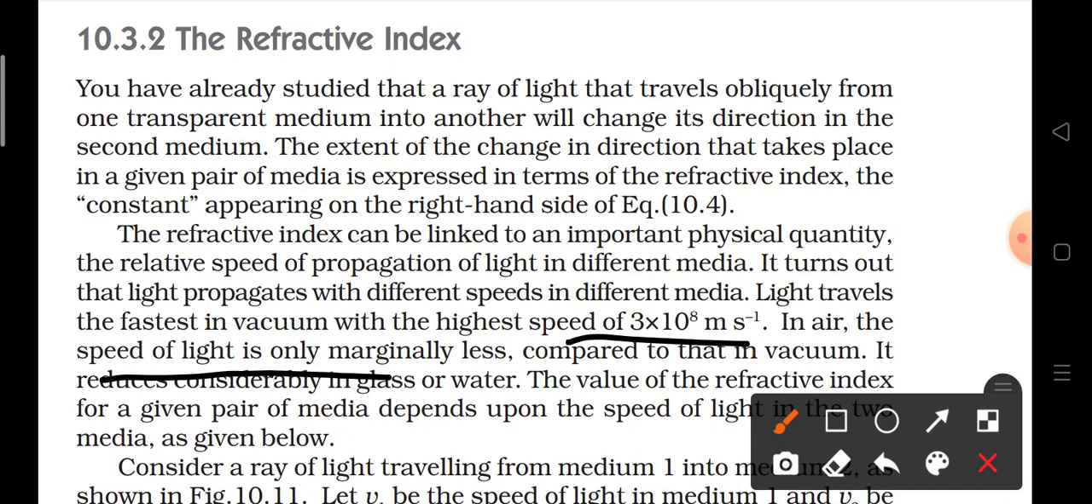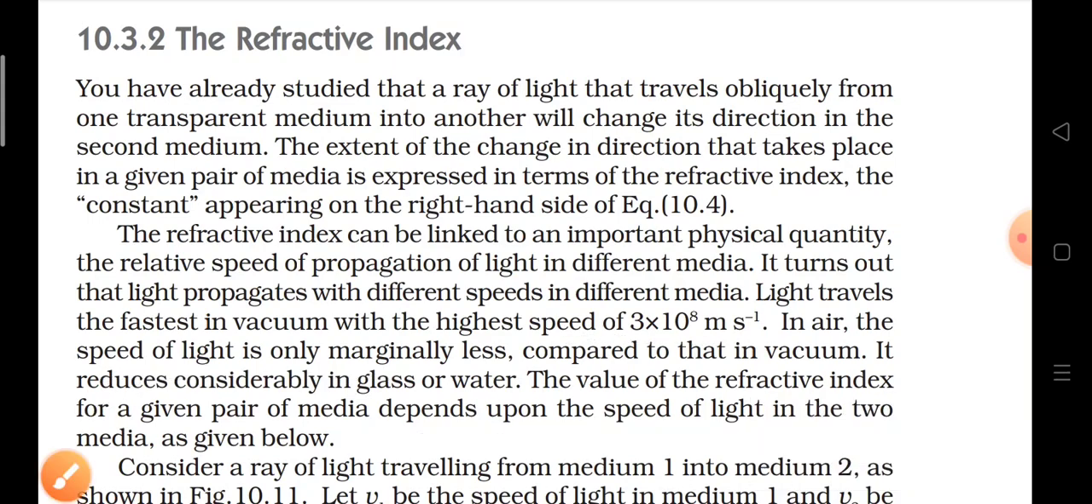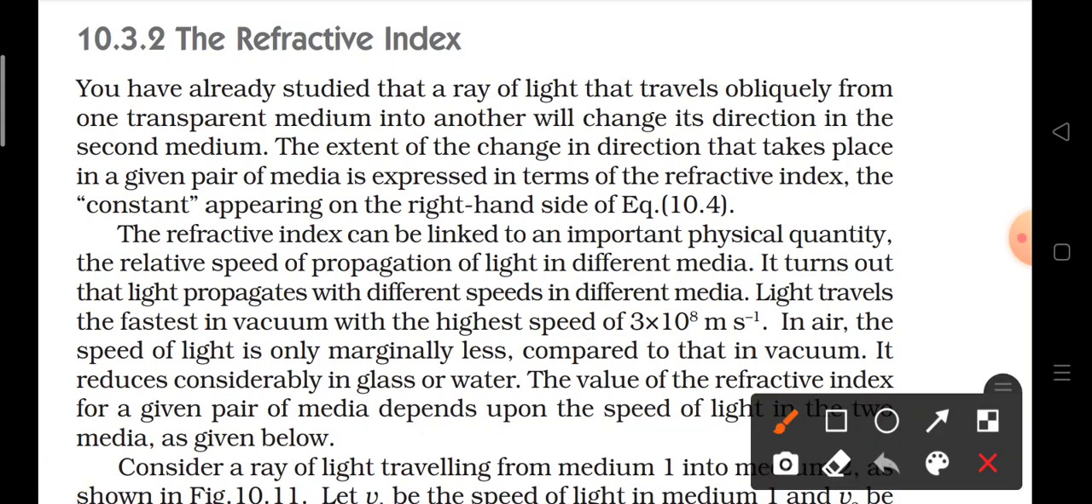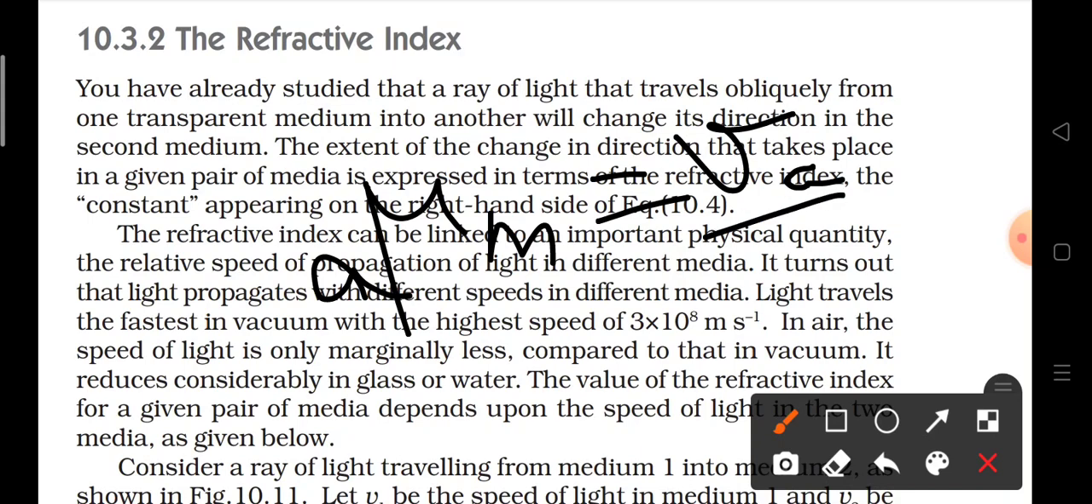Is it okay? The value of refractive index for a given pair of media depends upon the speed of light in the two media. I told you that the refractive index of a medium in comparison to air is equal to the speed of light in air to the speed of light in that medium. Is it okay?